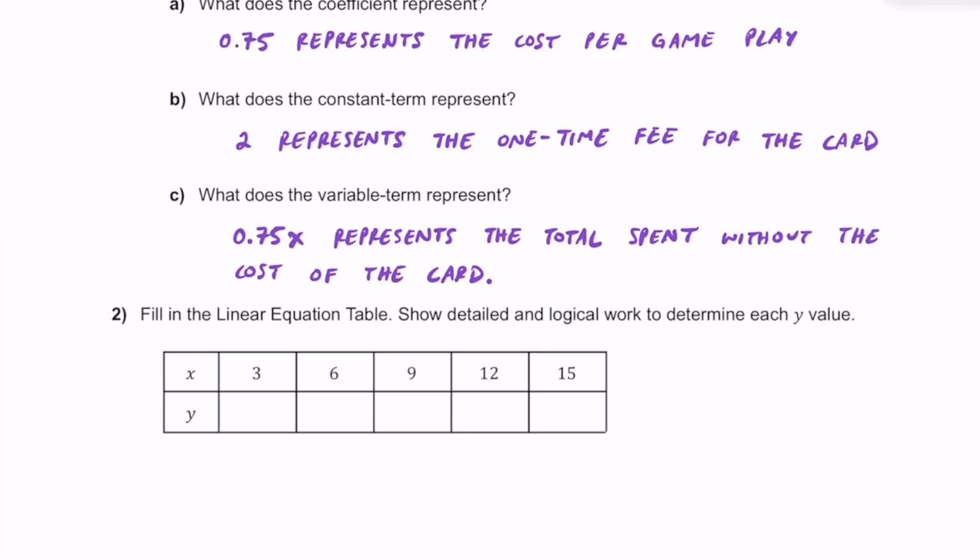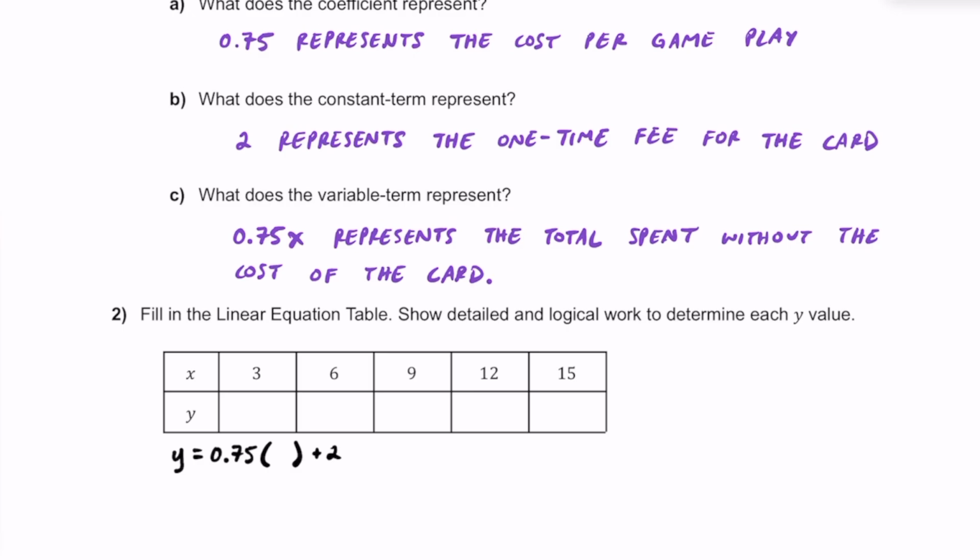Alright, let's go ahead and see in number 2 if we can fill in this data table given some different values of X, or some different number of gameplays. So let's go ahead and write these equations down. For the first one, we have Y is equal to 0.75 multiplied by what? Well, it's normally going to be X, and then we have to add on that $2 one-time fee.